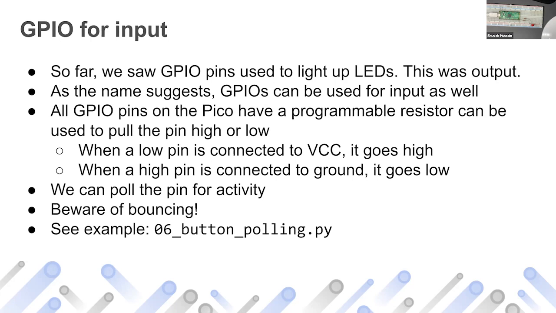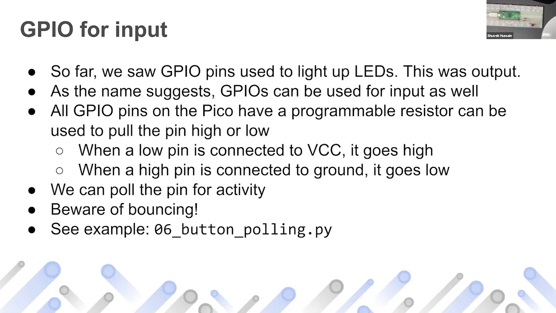So let's say that you have to make a particular GPIO pin read the state of a push button. I'm connecting the button to VCC, which means 3.3 volts. Now, if I press the button, this particular pin will become 3.3 volts, right? If you have to read that as a 1, you have to set that resistor to pull down.